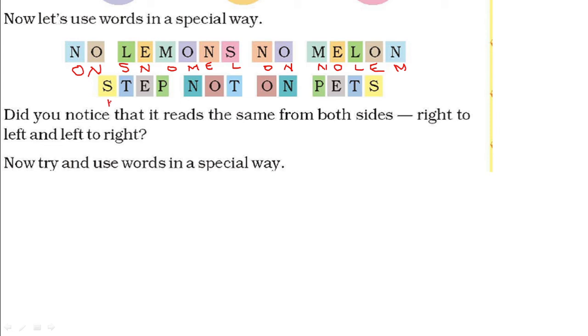Steps, S, T, E, P, S. Pets, P, E, T, S. Okay, you can see "no" becomes "on", "on" becomes "no", "steps" becomes "pets", "pets" becomes "steps". So in this way the words change from left to right and right to left.